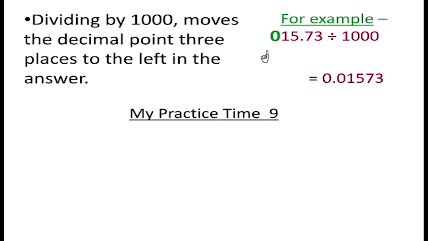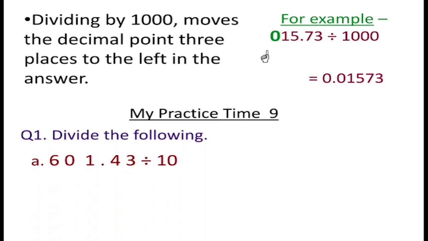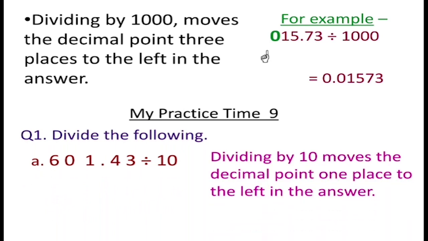Now let's solve some questions from my Practice Time 9. Question number 1 is divide the following. A. 601.43 divided by 10. So the decimal point will shift only one place. So the answer will become 60.143. Now see the next question.